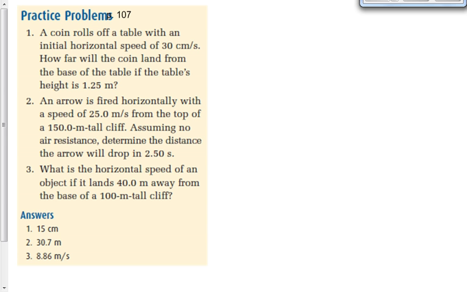All right, number 1 says a coin rolls off the edge of a table with an initial horizontal speed of 30 centimeters per second. I'm going to just circle that centimeters to remind me to convert that to meters per second in a minute. How far will the coin land from the base of the table if the table's height is 1.25 meters? We should draw a picture for this.